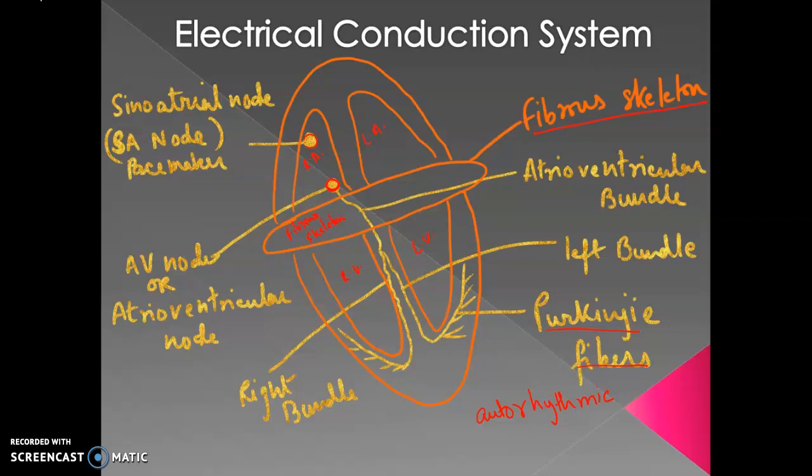into Purkinje fibers. And we also mentioned that the heart is autorhythmic. It can generate its own beat by the beating of the pacemaker cells. So let's take a look at the electrical conduction system of the heart.